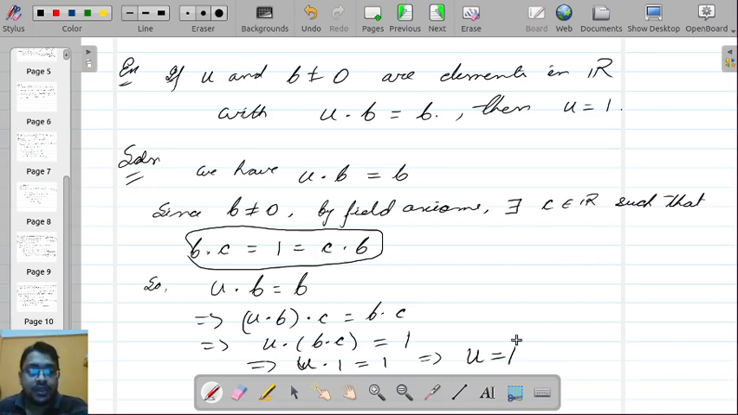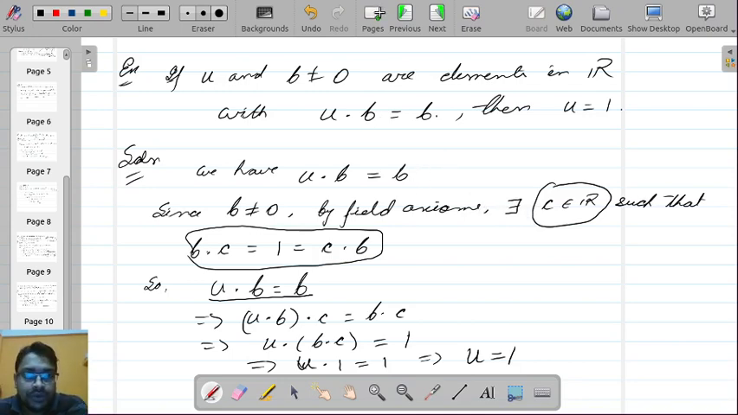So it is given to us that u dot b equal to b. By field axioms there exists an element c inside R which satisfies b dot c equal to 1 equal to c dot b. So we use this. Of course you can write this c as 1 by b, but I prefer not to write it, because let us do it independently instead of assuming that the inverse element is unique.